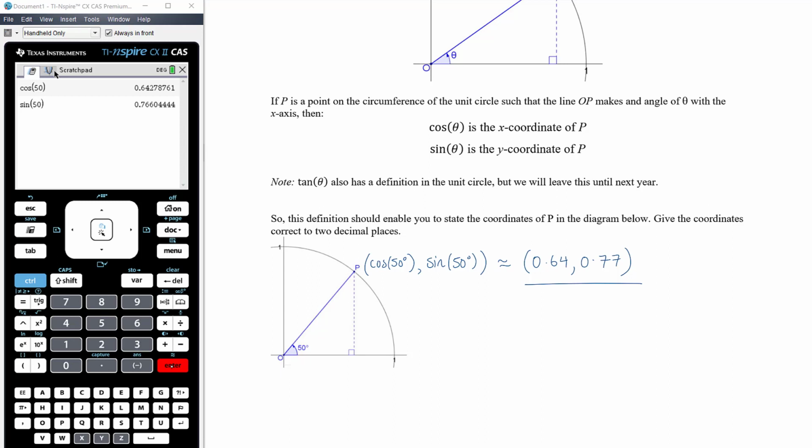Okay? And that makes sense. That fits with the diagram. The y-coordinate is about 0.77, nearly 0.8. Yep, that seems to fit. And this is 0.64, so a bit more than half. Yep, great.